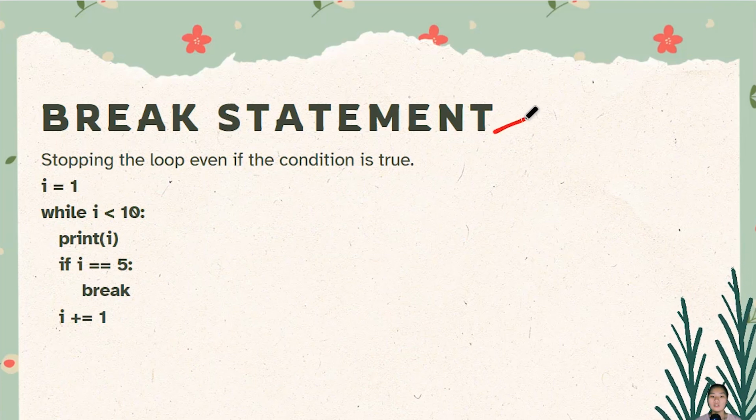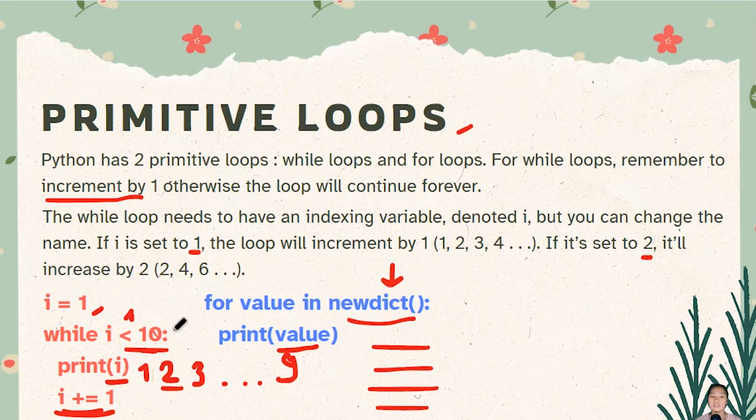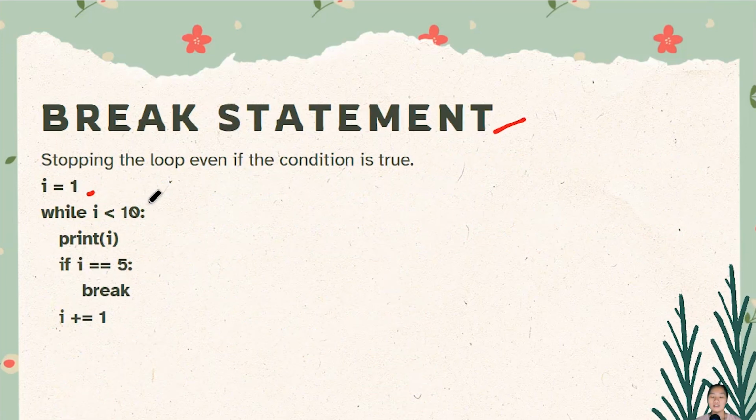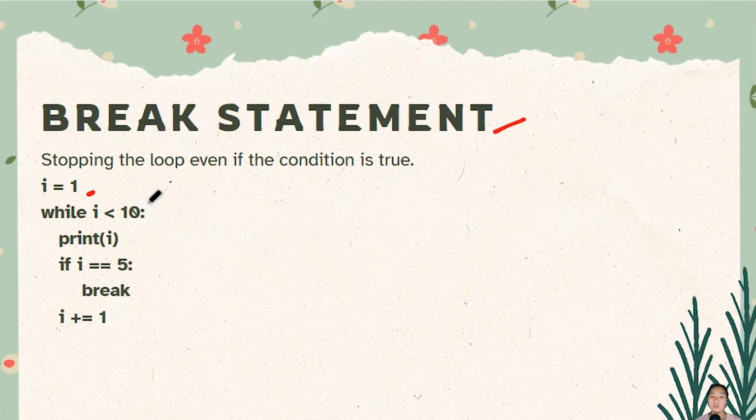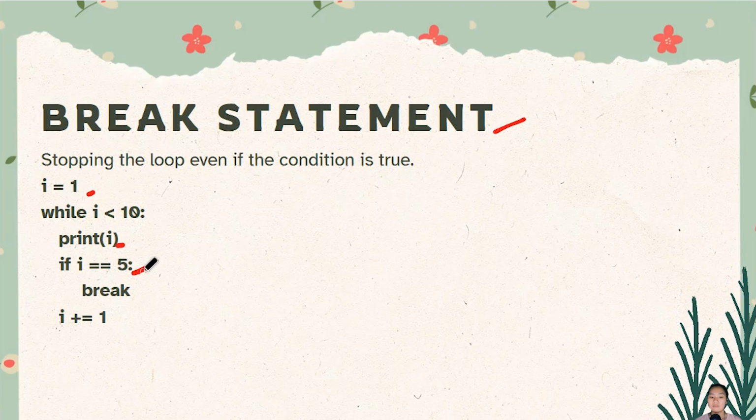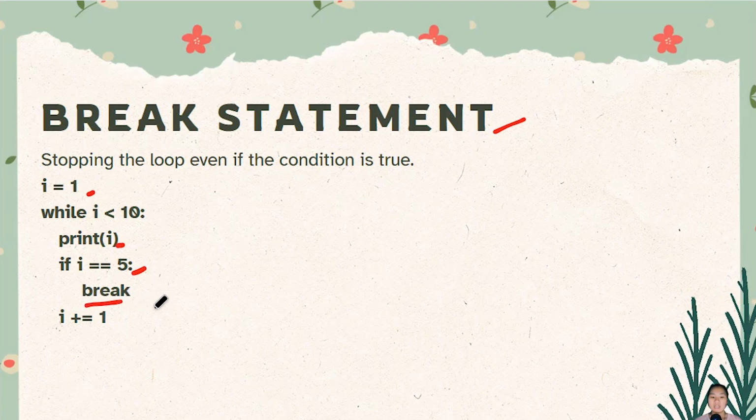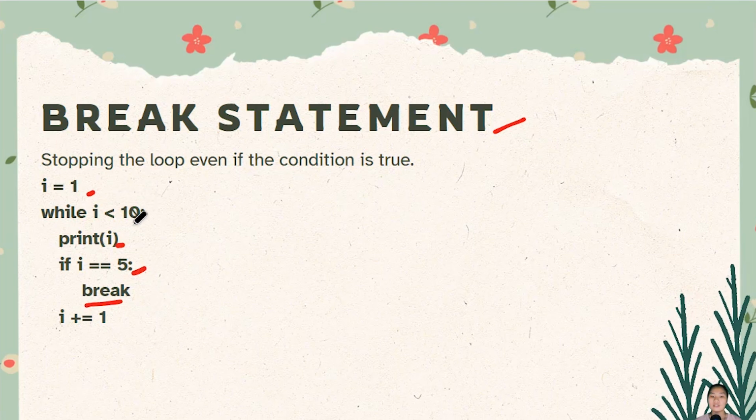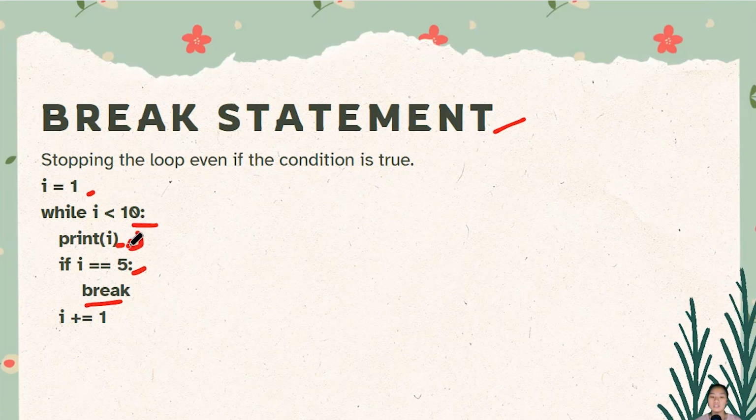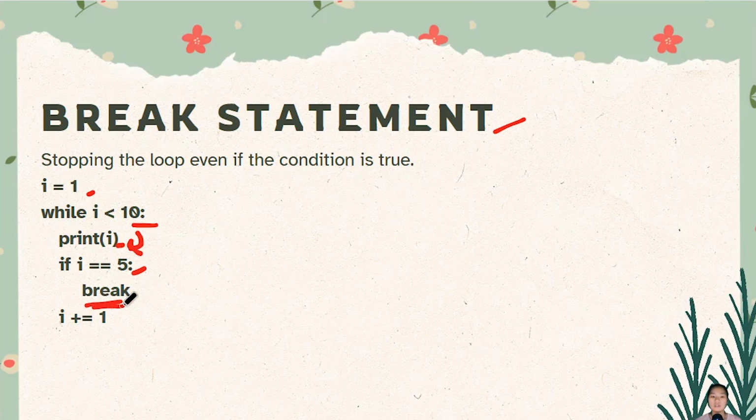Now, let's have a look at the break statement. So the break statement will stop the loop even if the condition is true. Now, i is set to 1, as we've seen over here. When i is less than 10, so just 1, 2, 3, 4, 5, print i. But once i is equal to 5, take a break, okay? Stop the loop immediately, just stop at 5. Even though 5 is still less than 10 and this condition is still true and it should be printing, take a break, okay? So that's what the break statement is for, very useful.